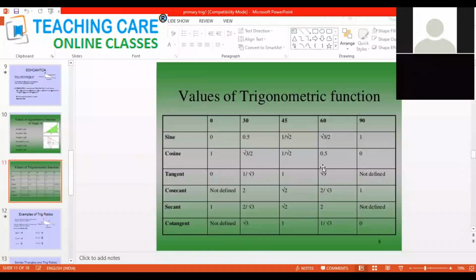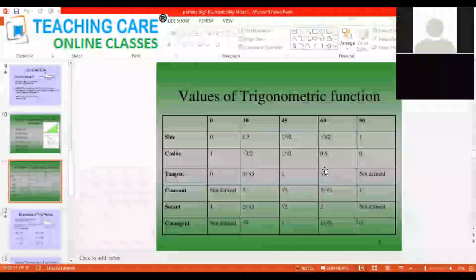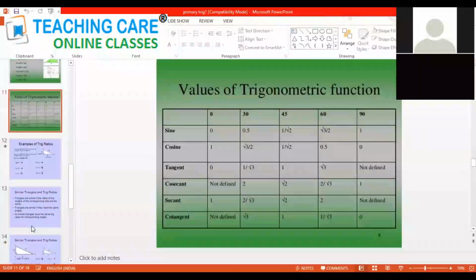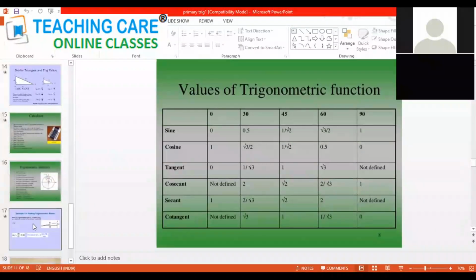Fine. See, now I told you sine, cosine, tangent, cosecant, secant, cotangent, all the 6 trigonometric ratios. Usually we will be dealing with a unit circle. For example, I don't know whether they have given it here, otherwise I'll show you the unit circle.